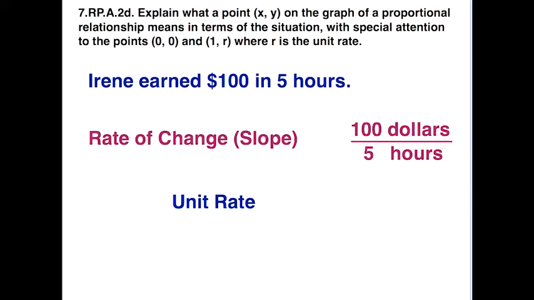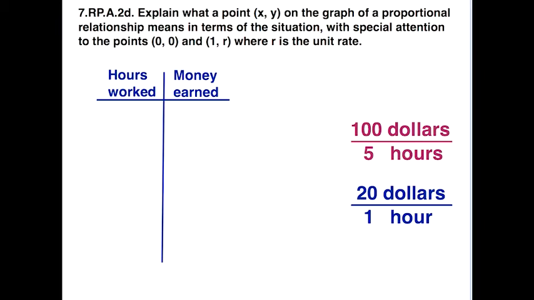Now our unit rate in this context would be compared to 1 hour instead of 5. So what we have to do is simplify this, and in simplified form, the unit rate would be $20 every 1 hour. If we were to plot this context, here's our numbers, and $20 an hour would be our unit rate.